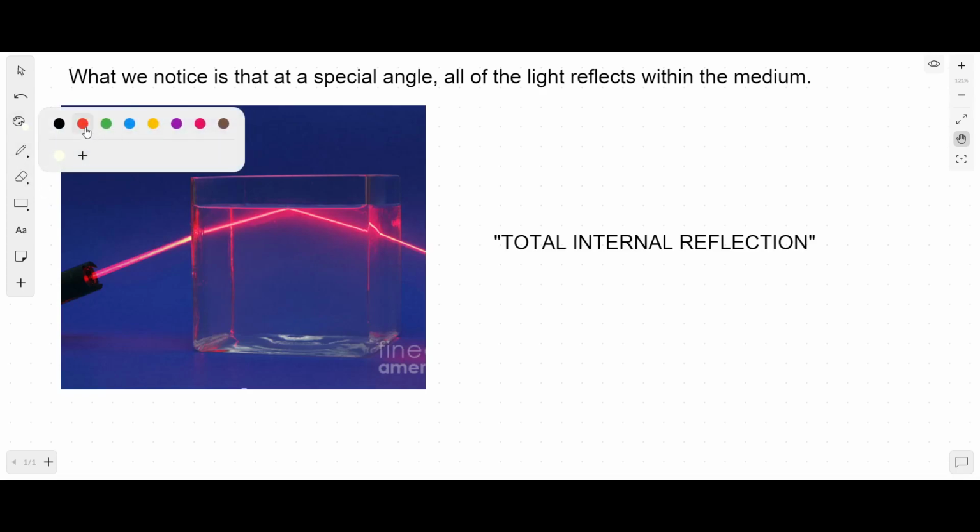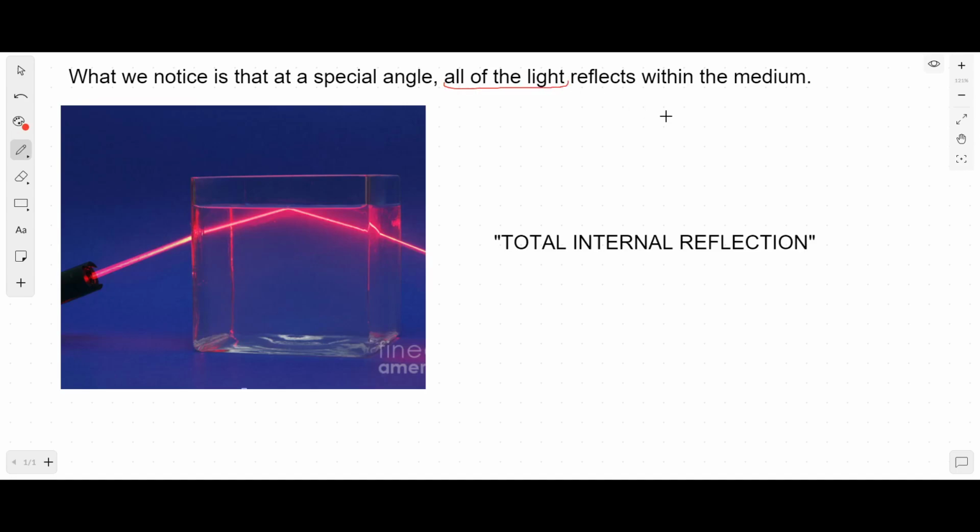Now I'm just going to underline a few of these words in the sentence. All of the light reflects within the medium. All of the light, another way to say that, is total. And because the light is reflecting, we say reflection. And the light stays within the medium, so internal. So what we call this phenomena is total internal reflection. Now I'm just showing you this so that you could break it down into the little parts so that you know what each part means. Total internal reflection just means that the light is reflecting within the medium. It's staying within the medium.